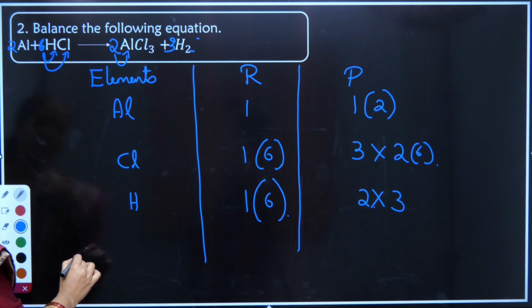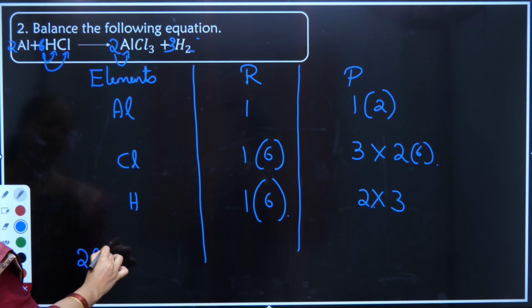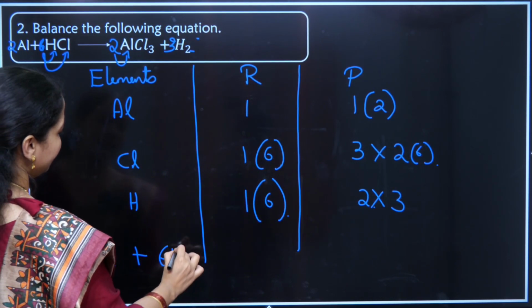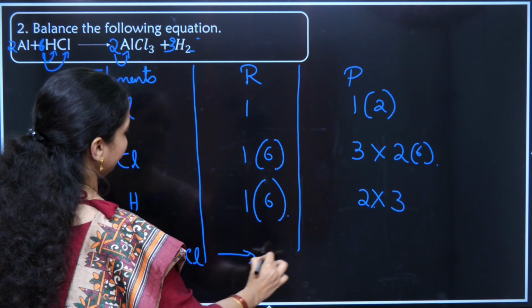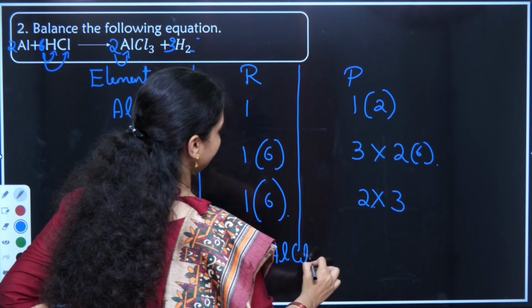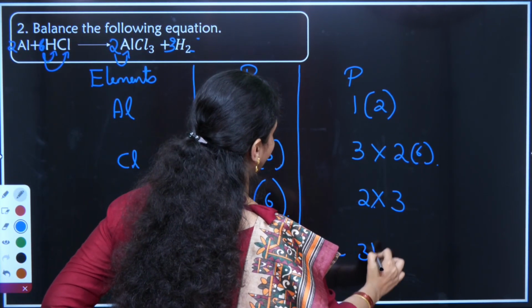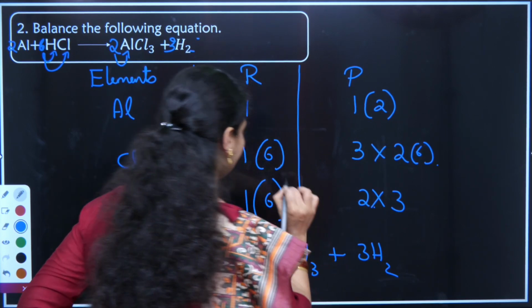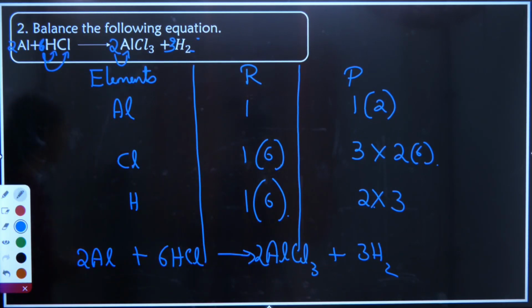So what is my balanced chemical equation here? 2Al plus 6HCl gives me 2AlCl3 plus 3H2, gas evolved.